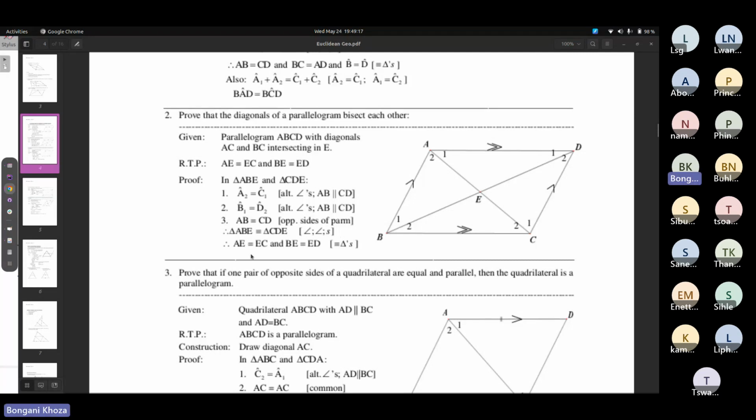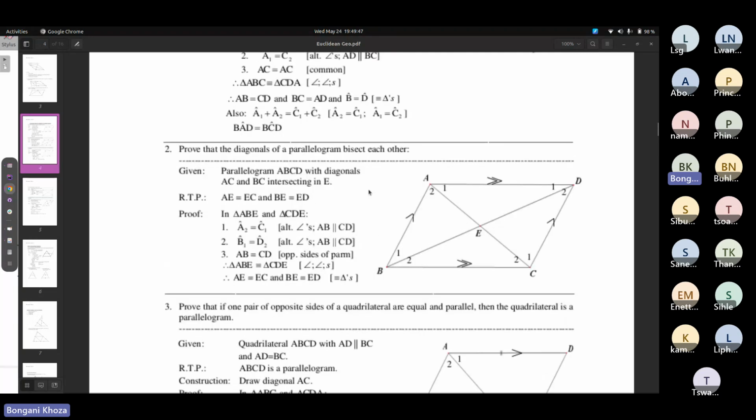And then from there, I can now say, therefore, AE, where is AE? This equals that. And then AE equals this side. And BE, this is BE, equals ED, which is that one over there. As you can see, our proofs rely mostly on congruency. So you go back to congruency if you're asked to find something that has to do with sides.